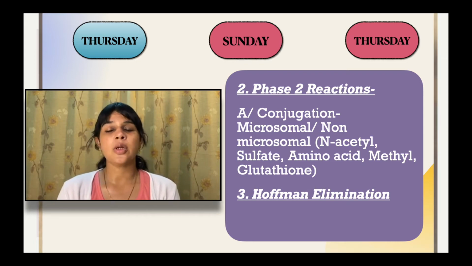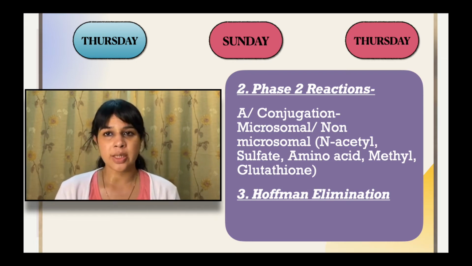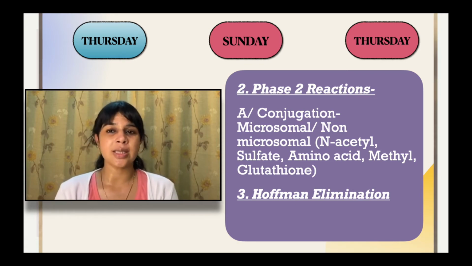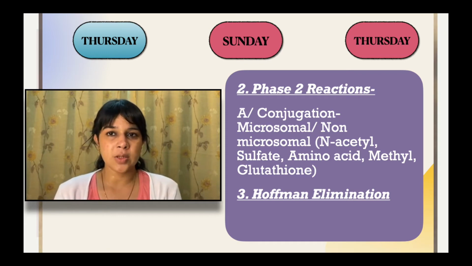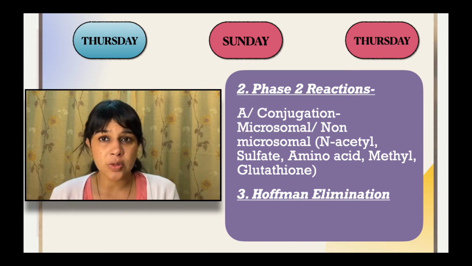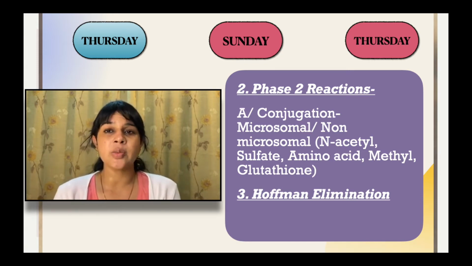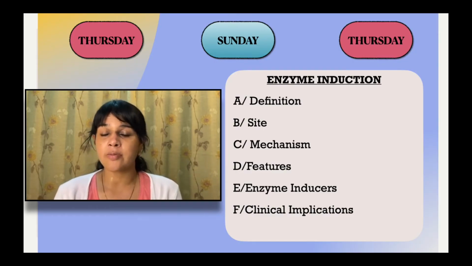The next I want to talk about is the non-microsomal conjugations. The most important one occurring in the cytosol is the N-acetyl conjugation. The enzyme used is the N-acetyl transferase. Then we have sulfate conjugation. It also occurs in the cytosol. The enzyme involved is the sulfotransferases. Then we have amino acid conjugations, and we have methyl conjugations, and glutathione conjugation, which is a very important one. The enzyme involved is the glutathione transferase. Now that is all about the phases of the drug reactions.